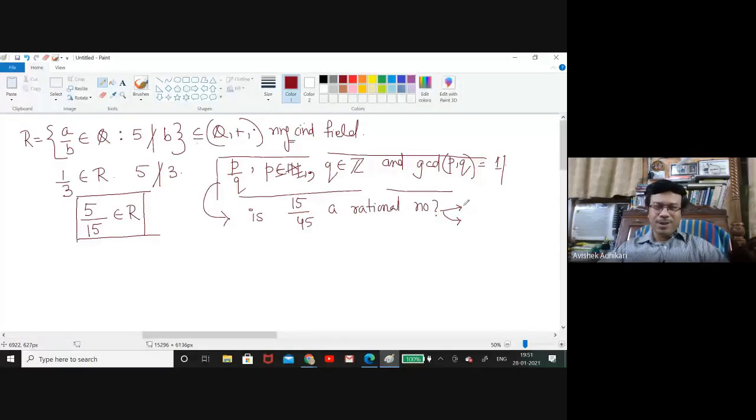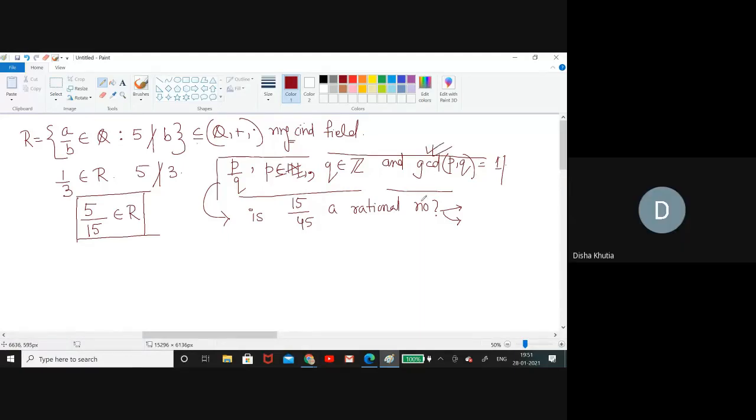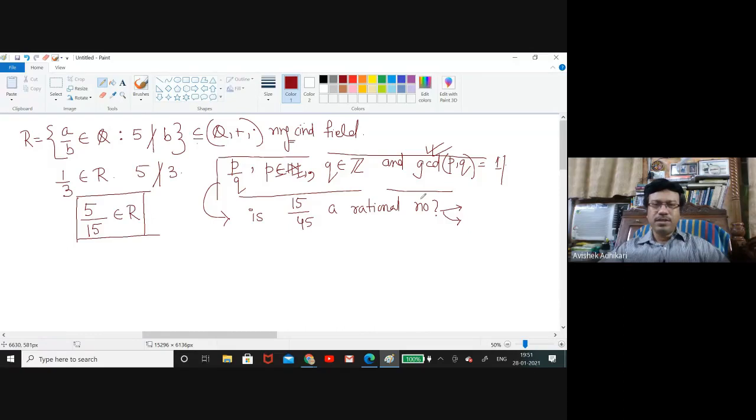Yes, I will come to you. So I will ask you this question: do you agree with this definition or not? You agree with this definition, right? So if I ask you what is a rational number, you will tell me that a rational number is of the form P by Q, where P, Q belong to Z and GCD of P, Q must be equal to 1. So you agree with this definition or not? Yes. Now my second question: is this a rational number?